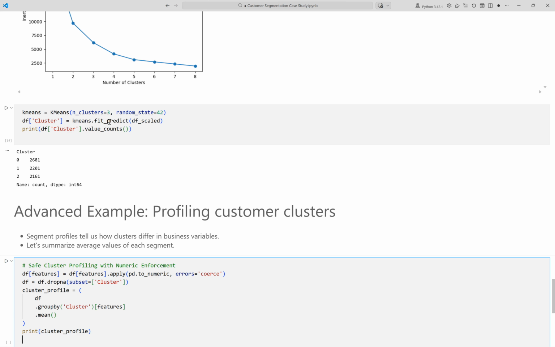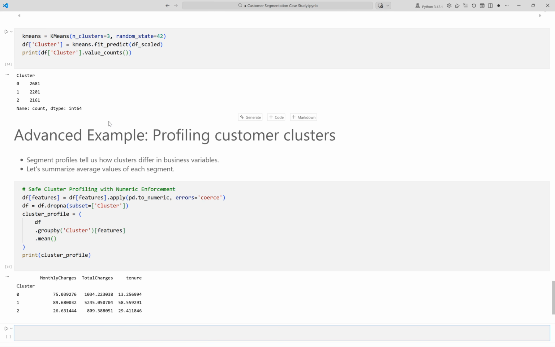Running the cell now. This output shows the average values of key business metrics for each customer cluster, helping us understand their distinct profiles. Notice how Cluster 1 has notably higher monthly charges, total charges, and tenure, indicating longer-term, higher-value customers, while Cluster 2 has the lowest charges. This summary validates our segment differences and supports targeted strategies for each group.